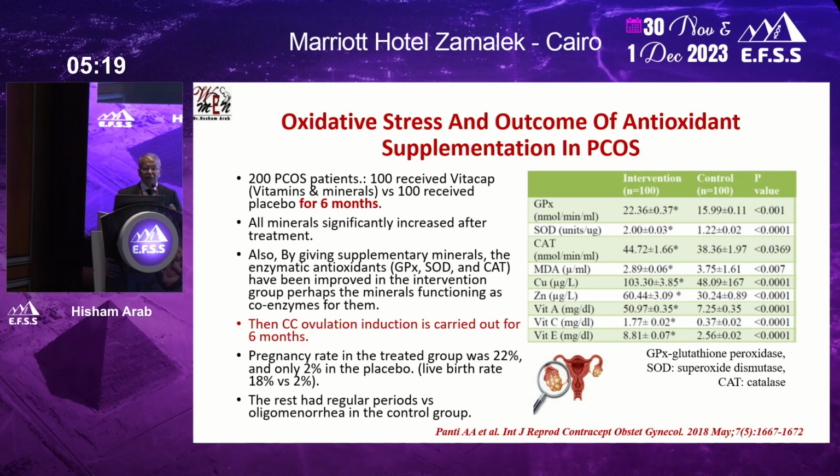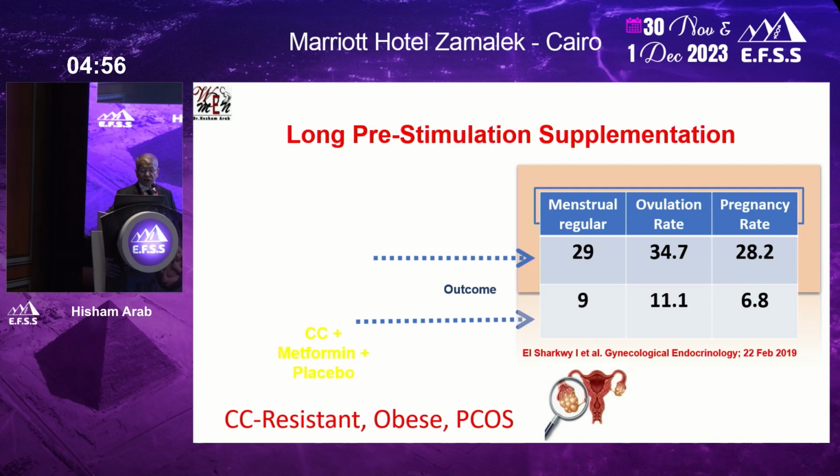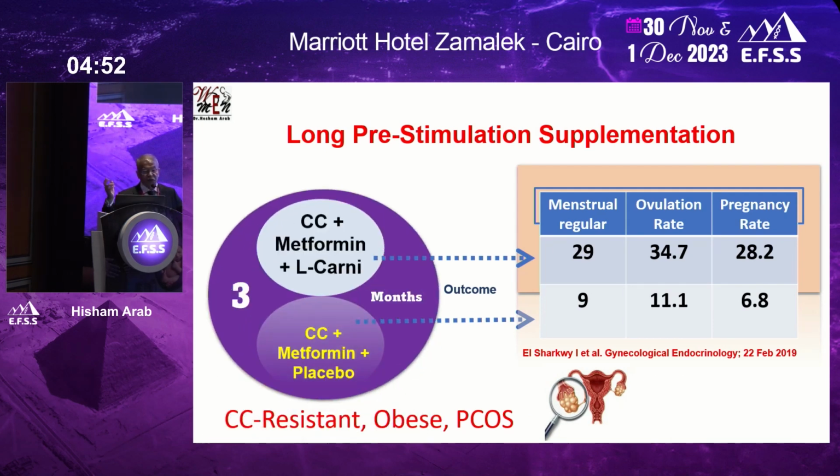All right, then they gave this group of patients stimulation, just simple clomiphene citrate. I'm not talking about AI. And you can see here the pregnancy rate in the treated group was 22% and only 2% in the placebo. A huge difference. And all they did there is just give the antioxidants, minerals, and vitamins. And so, as a result, studies came out from all over the world talking about the use of antioxidants.